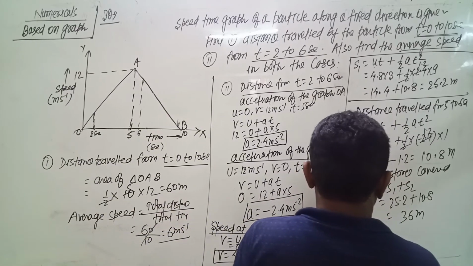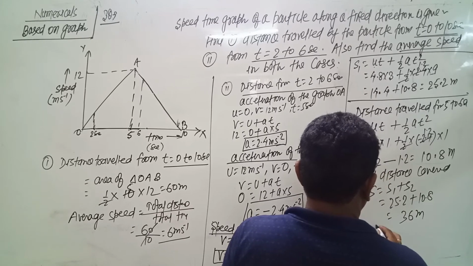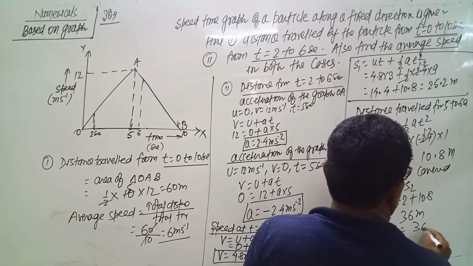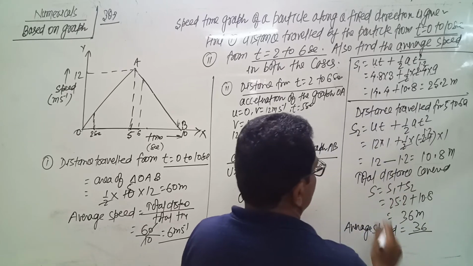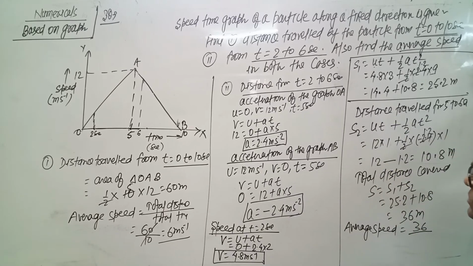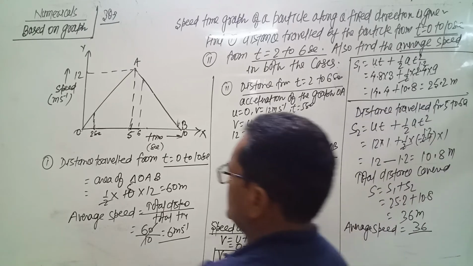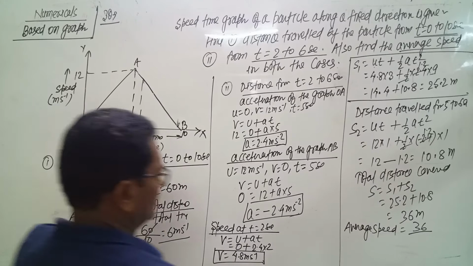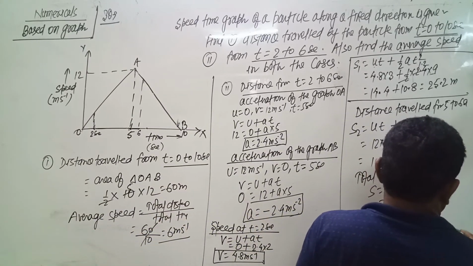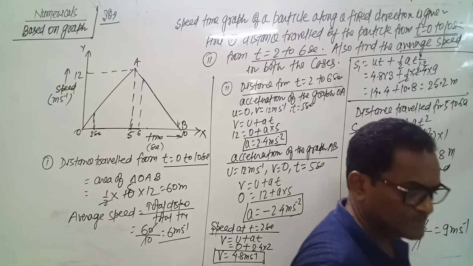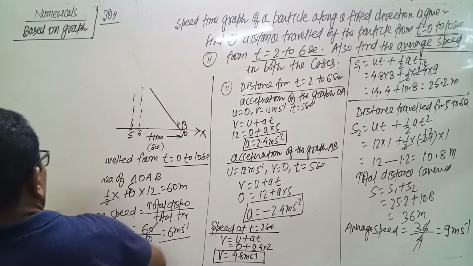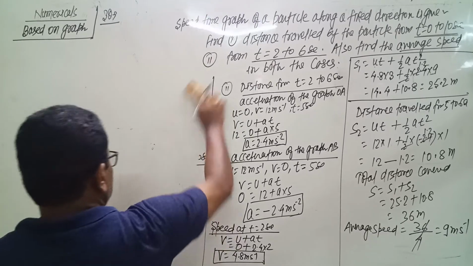Now the average speed in this segment, again total distance upon total time, and time is from 2 to 6 seconds. Time from 2 to 6 seconds means the interval is 4, so it comes to be 9 meters per second. This is the average speed during time t equals to 2 to 6 seconds.